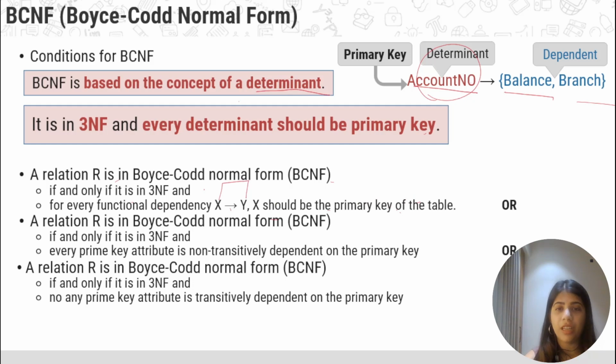This is the major rule, and we can say it in many different ways: that every prime attribute is non-transitively dependent on the primary key, or that no prime attribute is transitively dependent on the primary key.